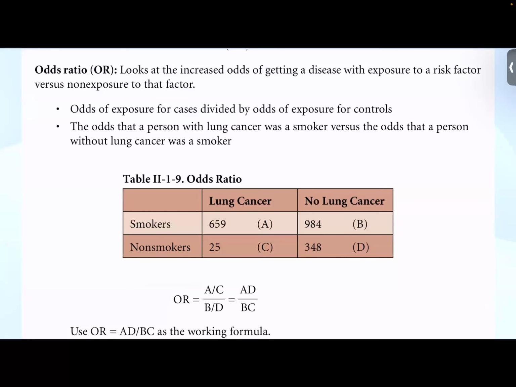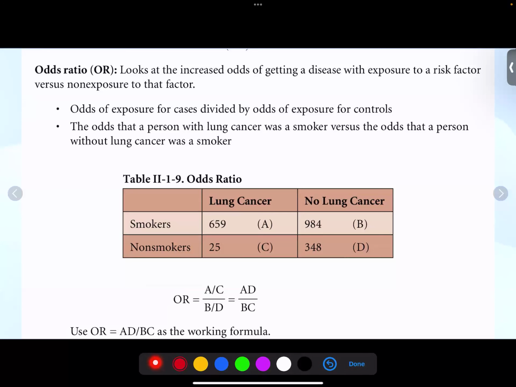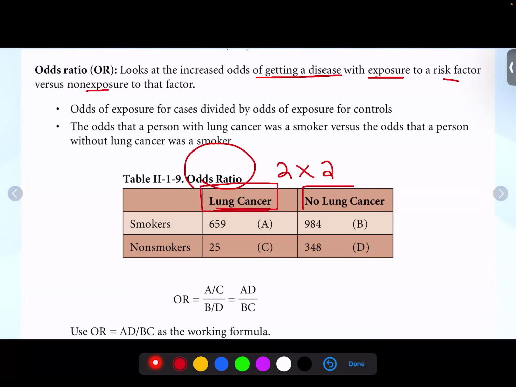Okay, so odds ratio. We are detecting the disease in the odds ratio, and this ratio is very important. The odds ratio is the increased odds of getting a disease with exposure to a risk factor versus non-exposure to that factor. If you see it again, this is a 2 by 2 table. This column is lung cancer, meaning diseased patients, and this column is no lung cancer, meaning non-diseased patients.